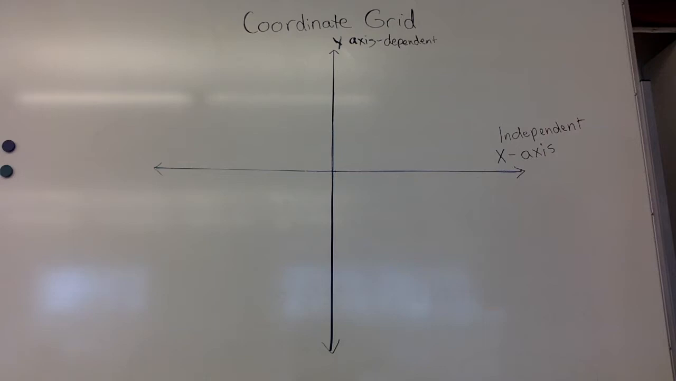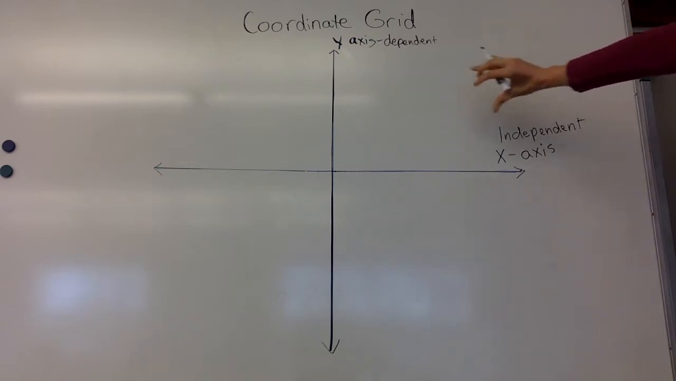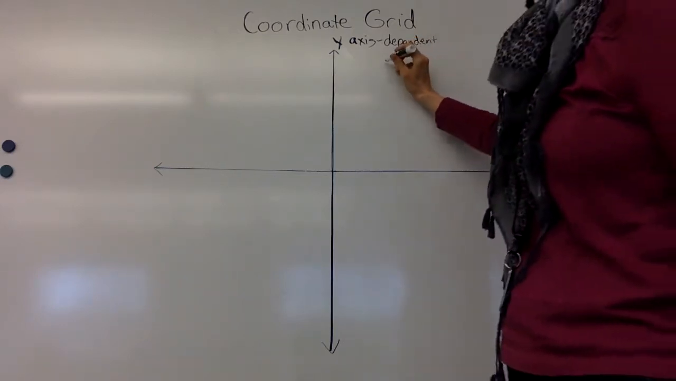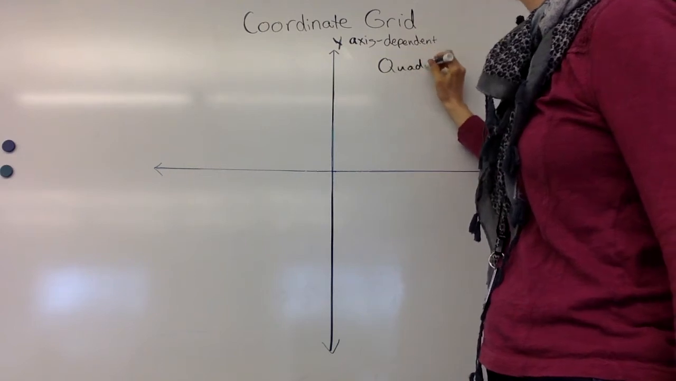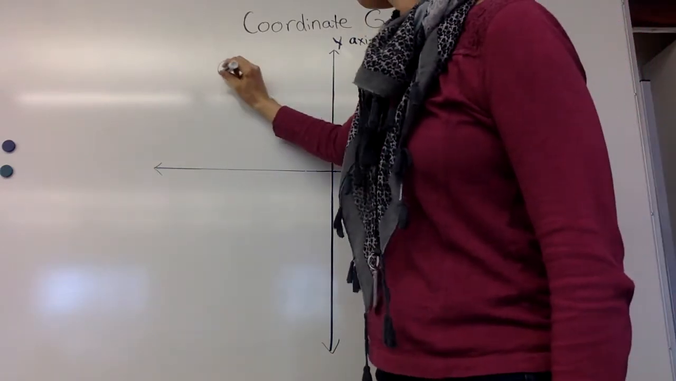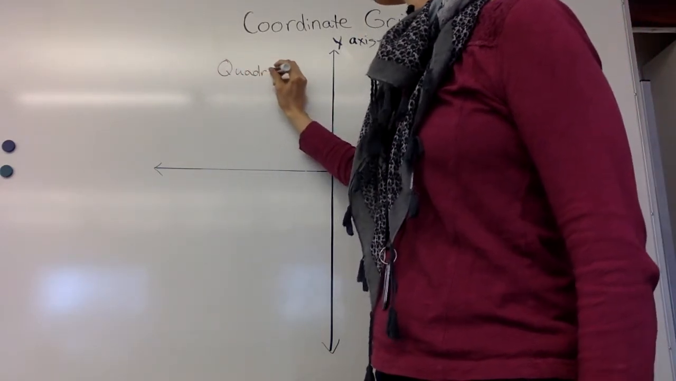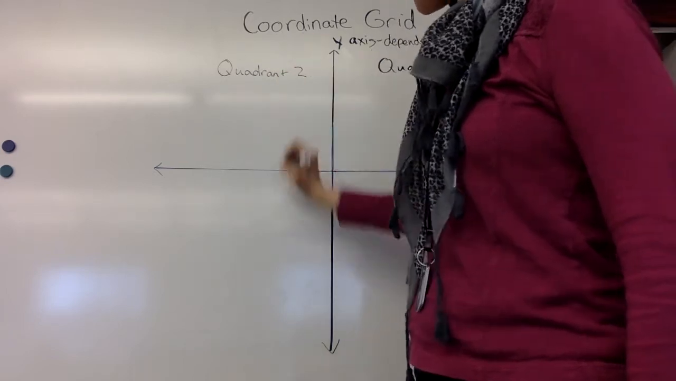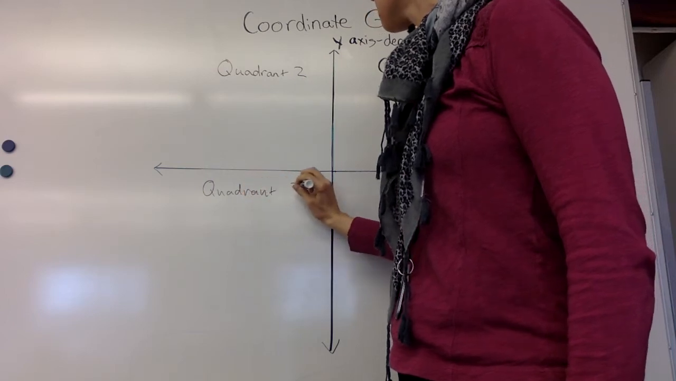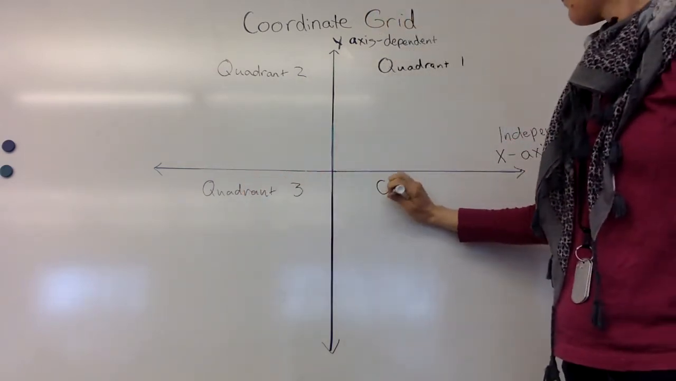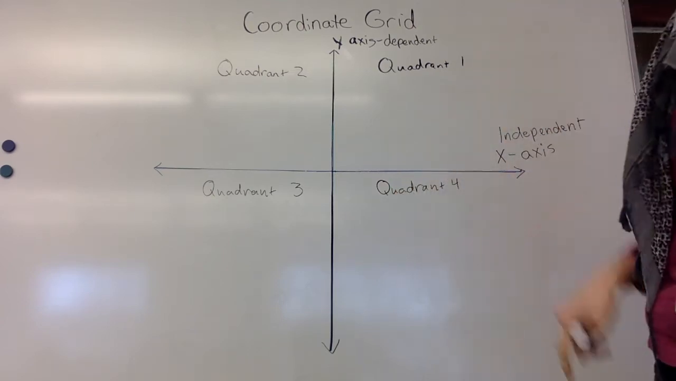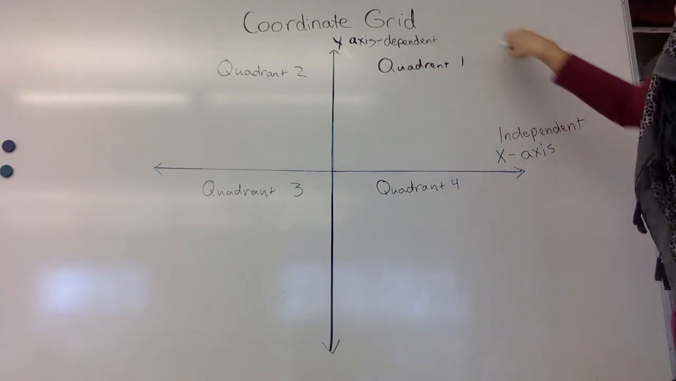And when we talk about the coordinate grid, we have 4 different quadrants. We have this first quadrant, which is called Quadrant 1. Going counterclockwise, the next quadrant is called Quadrant 2. Below that is Quadrant 3. And next to that is Quadrant 4.